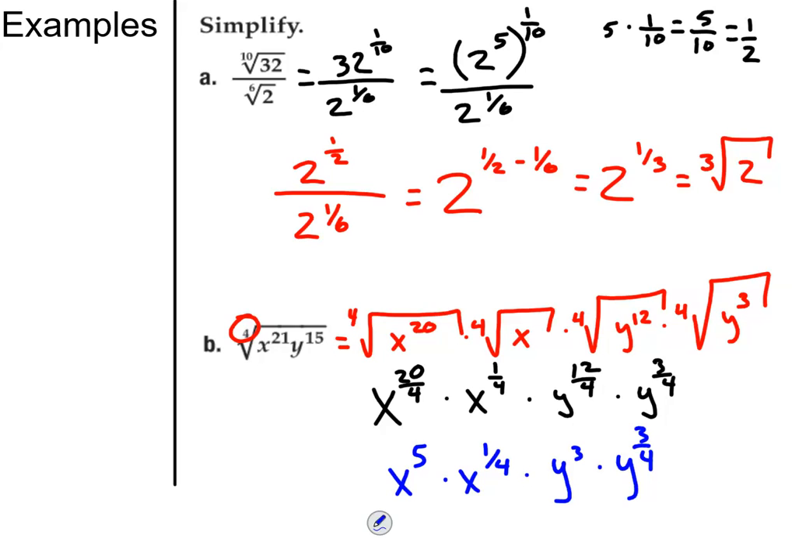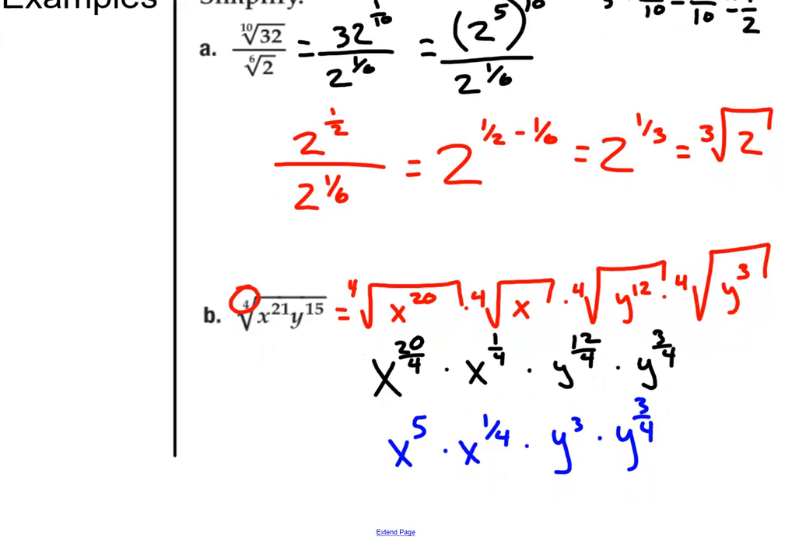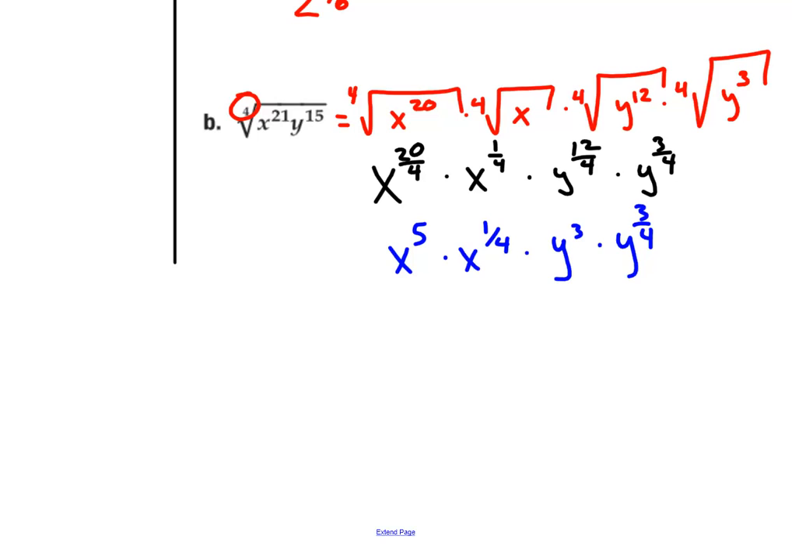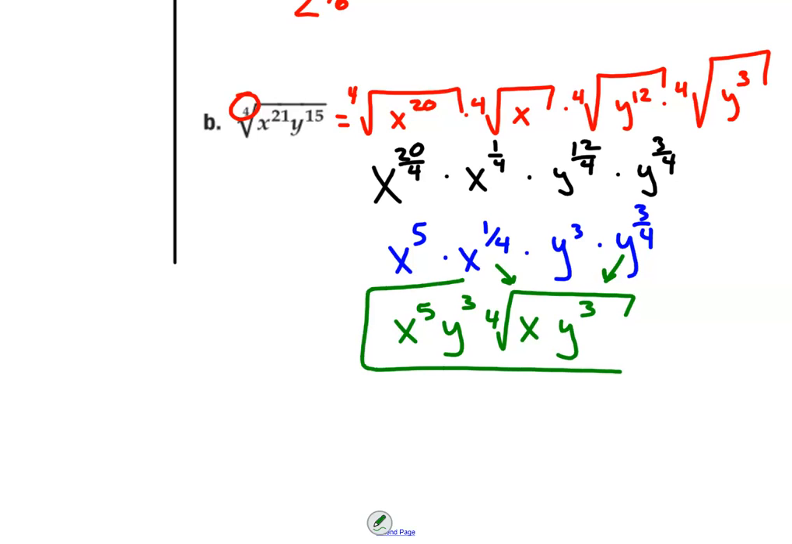Now we can clean that up a little bit. Usually we would put them back in radical form. And so in this case, we would keep x to the 5th and y to the 3rd. Those are now just regular exponentials, variables with exponents. And now we would take that x to the 1/4 and put it back underneath the radical. So that x to the 1/4 would be the 4th root of x, and then bringing that down here, and then the y to the 3/4 would be there. So this would be broken down into our simplest form now.